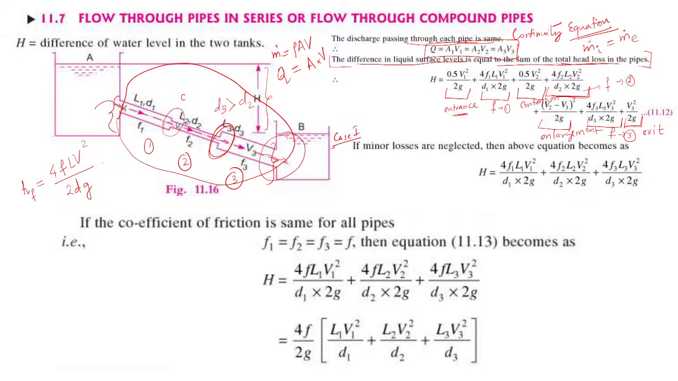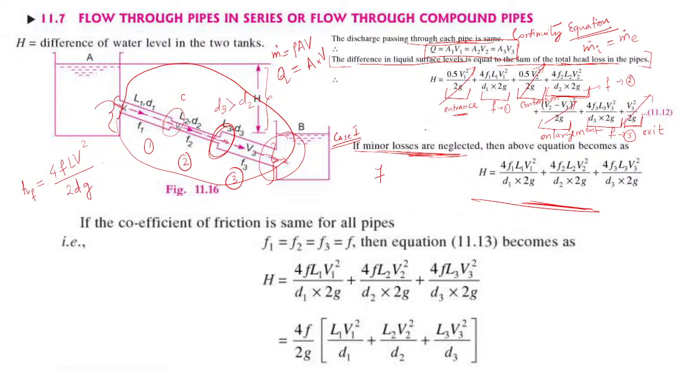Furthermore, let's understand another case. If in the question they have mentioned neglecting or ignoring the minor losses, you should know what the minor losses are. This entrance is a minor loss, this contraction is a minor loss, this enlargement is a minor loss, the exit is a minor loss. So if you cancel these off and only the major losses remain, which come under the frictional forces, that is this equation, then you will obtain your sum of all the head losses as this.